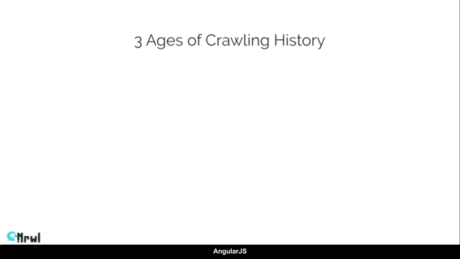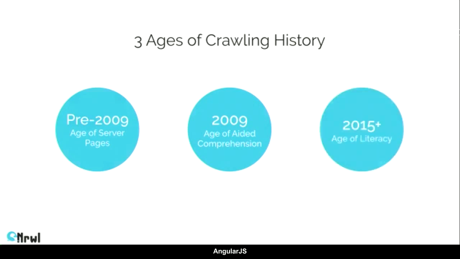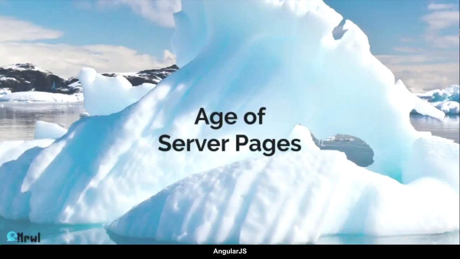In terms of looking at the history of the Googlebot and its ability to crawl JavaScript applications, I break it into three categories. There's the pre-2009, which is the age of server pages. There's 2009 to 2015, which is the age of aided comprehension. And then 2015 plus, which I call the age of literacy.